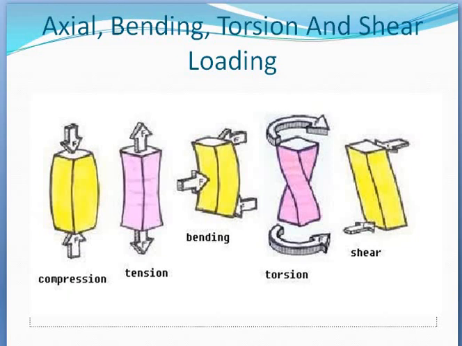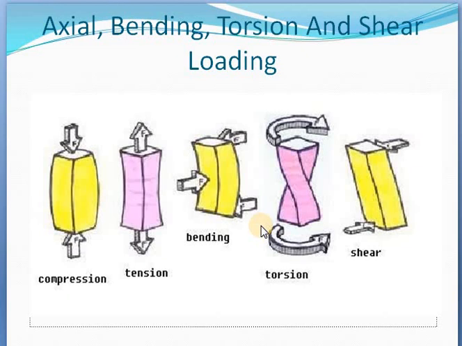Next, we have the torsion. In the torsional loading, you can see that a member is twisted by a couple, which is a pure shear, but its intensity on any fiber depends on the distance of the fiber from the central line of the twisted member. Next, we have the shear. In this shear loading, you can see the forces acting tangentially along the surface, which is known as the shear loading. Due to these different types of loading, different types of stresses will be induced in each member.